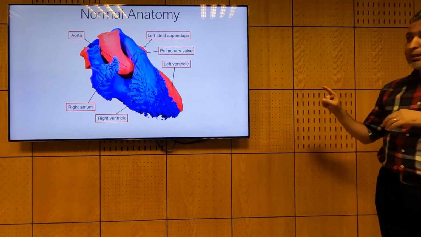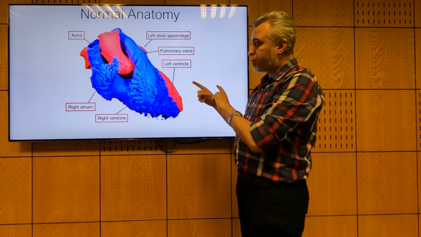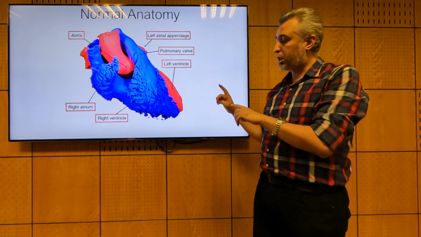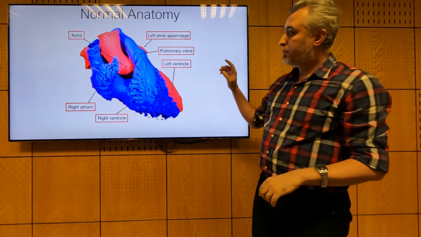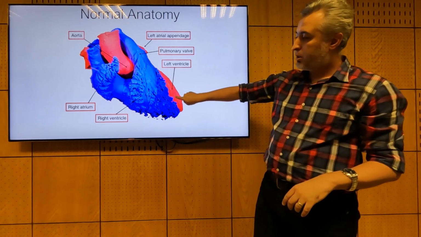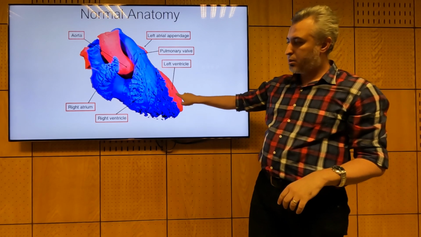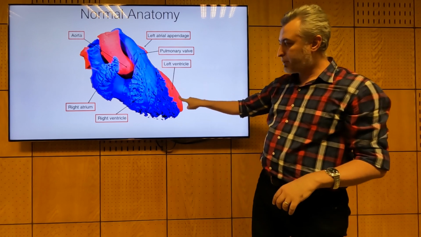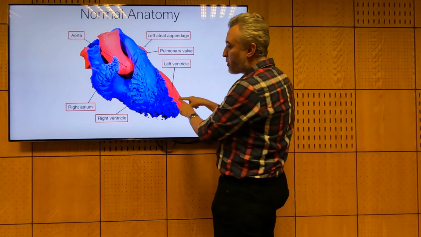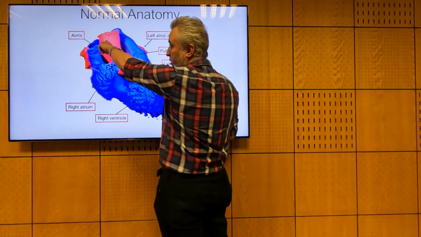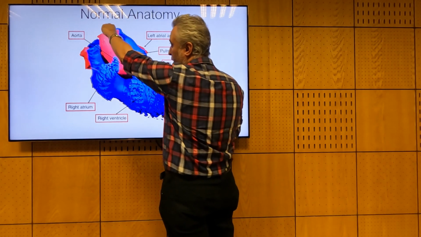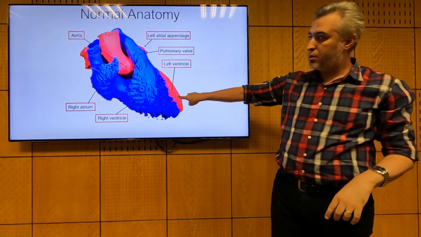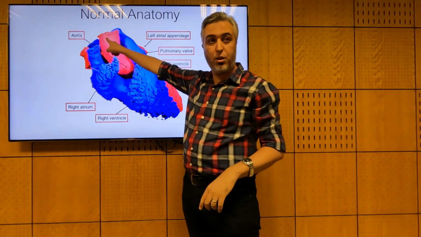So you can appreciate here that both outflow tracts are actually perpendicular to each other. Why is that? The left ventricle is posterior and to the left of the right ventricle. This left ventricle eventually needs to connect to the ascending aorta, which is anterior and to the right of the pulmonary bifurcation. So the posterior-left structure wants to connect to the anterior-right one.